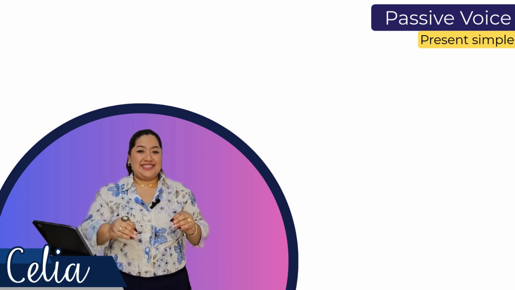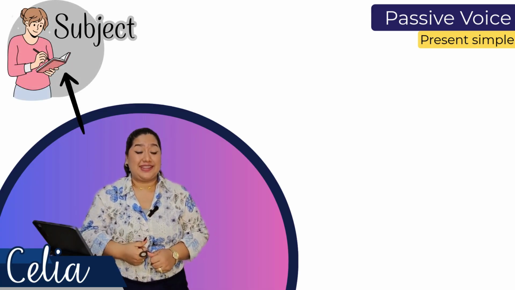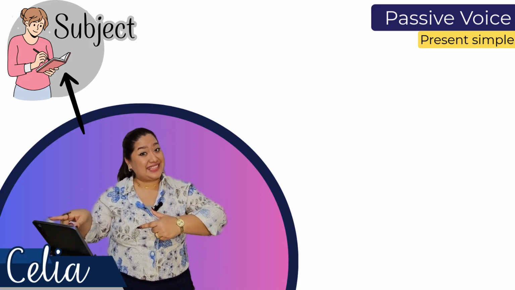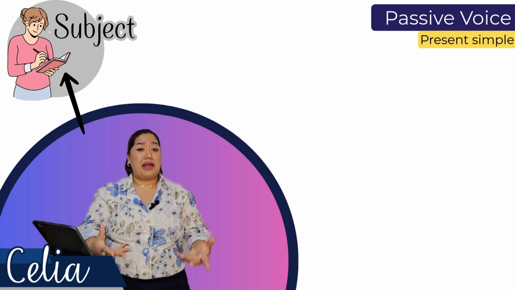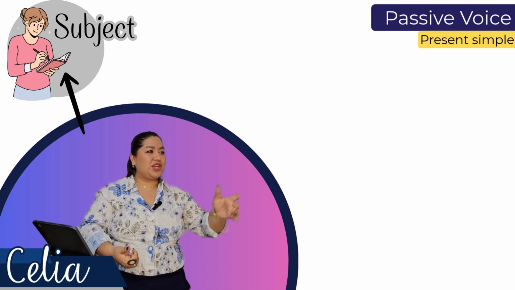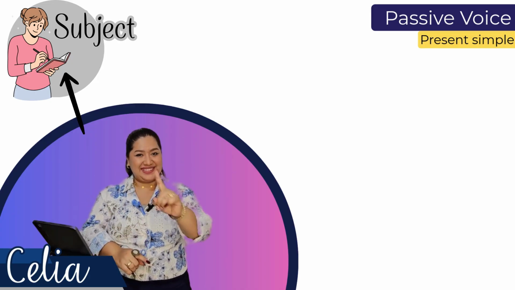So let's see. First of all, you need a subject. So you decide who is the subject. Keep in mind that the subject is the receiver in an active sentence. And you can use something like a pronoun, maybe, or why not, my mom, your mom, the chef, your friends, my friends, a subject. Keep in mind that you need a subject.